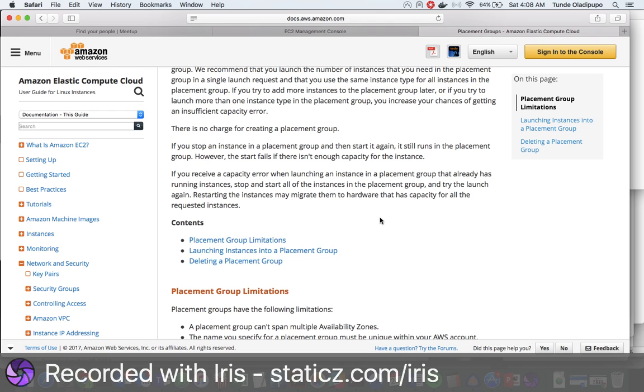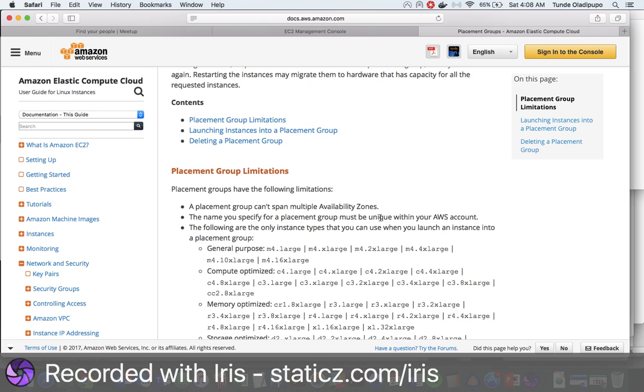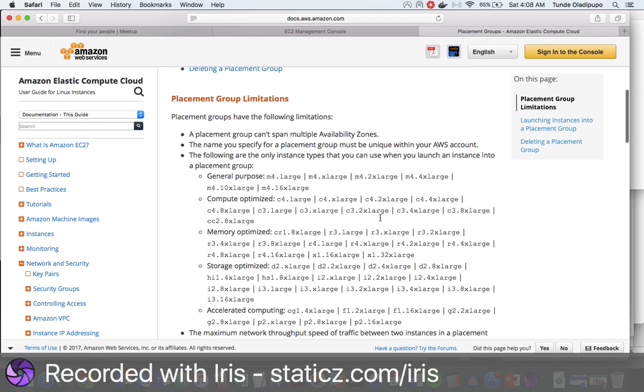And one thing also, if you have a bunch of instances in a placement group and you try to launch another instance, if there is no more space on that particular host for the placement group, it's not going to be launched into the placement group. That's why it's advisable for you to launch instances of the same type into the same placement group. And also, one of the limitations is we cannot span more than one availability zone. And also, placement group is only available to certain instances. You can see them right here.